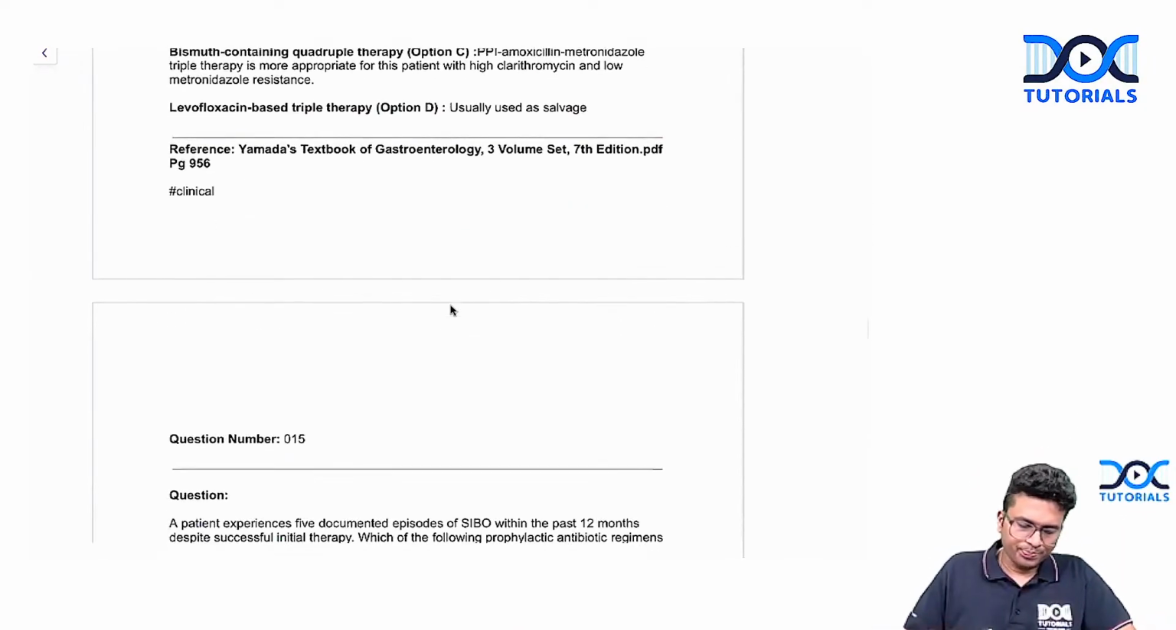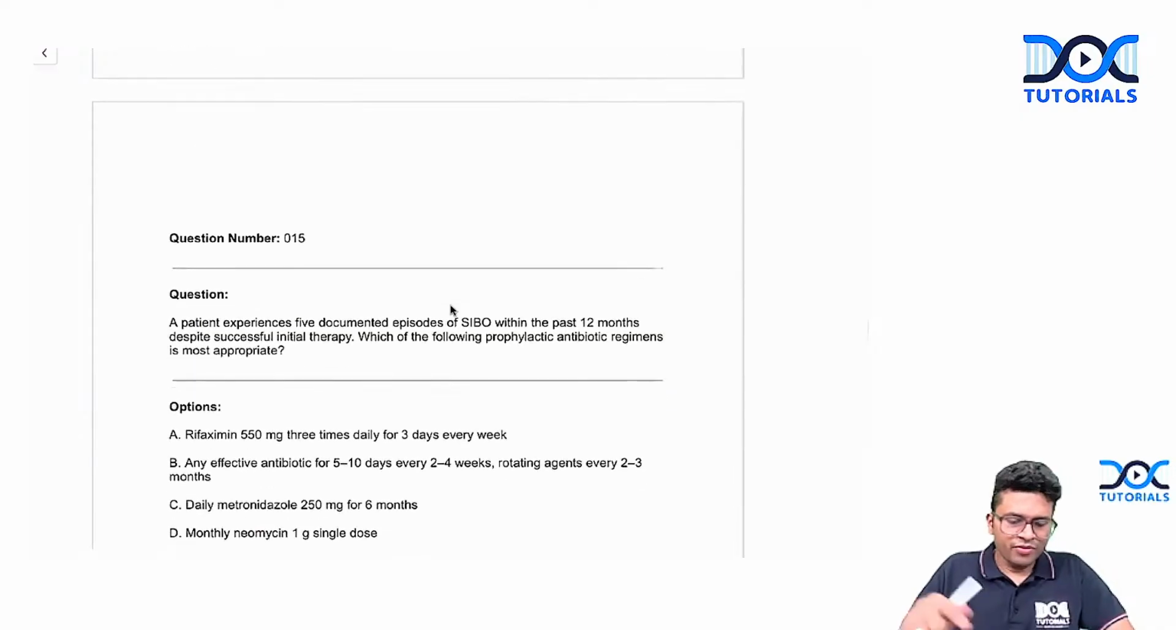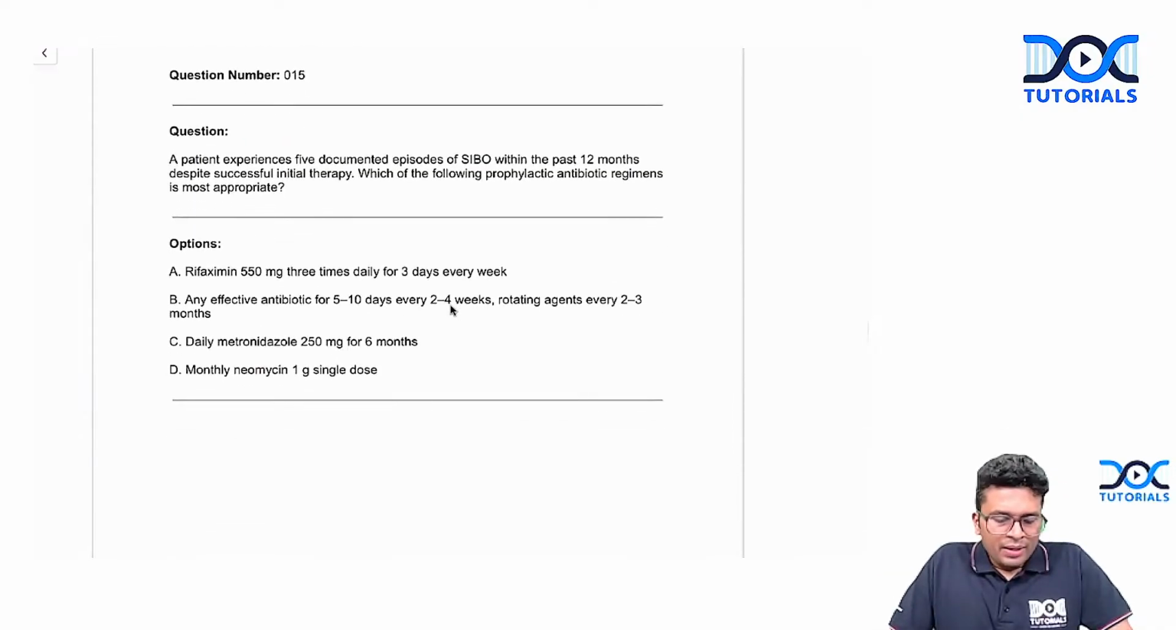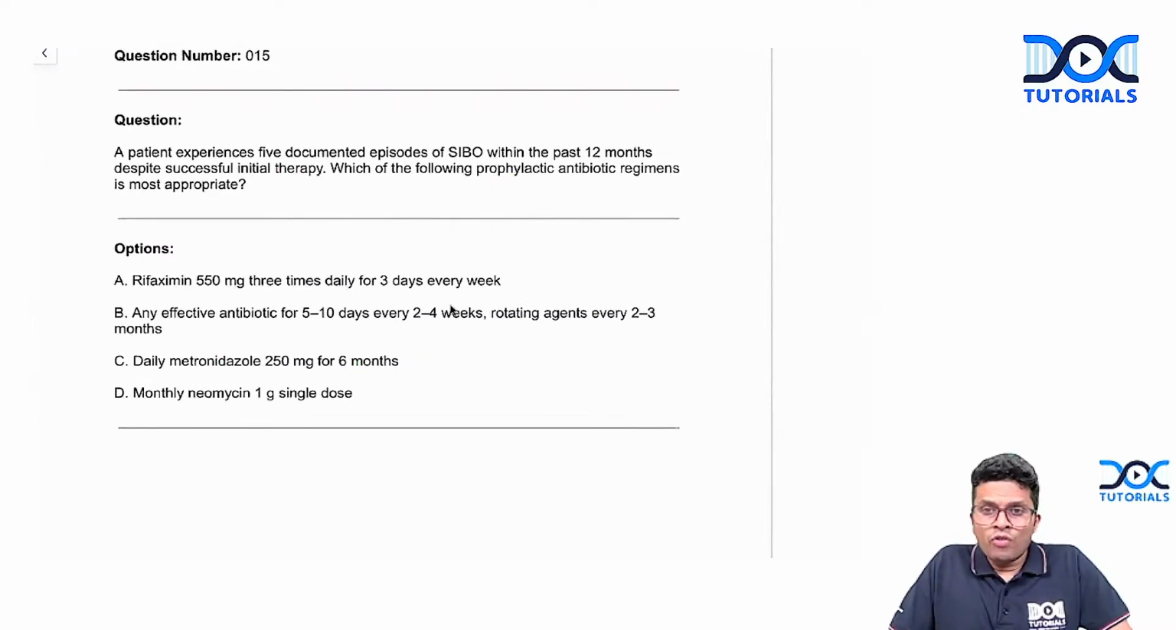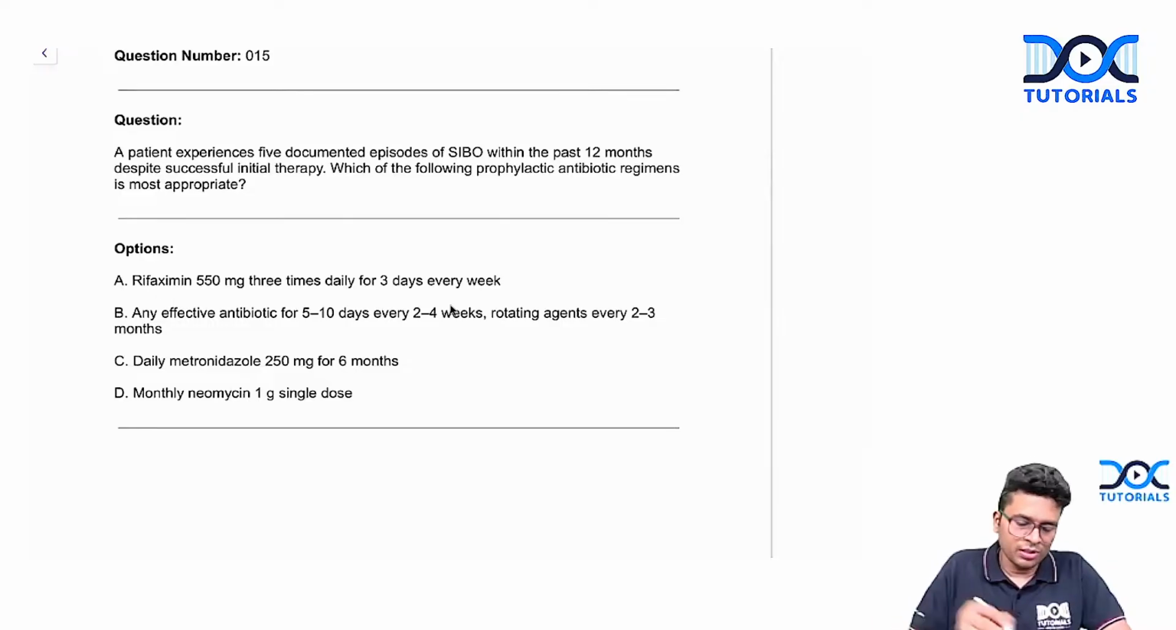Thank you. So question number 15. A patient experiences 5 documented episodes of small intestinal bacterial overgrowth within the past 12 months despite successful initial therapy. Which of the following prophylactic antibiotic regimens is most appropriate? Is it rifaximin for 3 days every week, or is it any effective antibiotic for 5 to 10 days every 2 to 4 weeks, rotating agents every 2 to 3 months? This sounds the best for refractory cases.